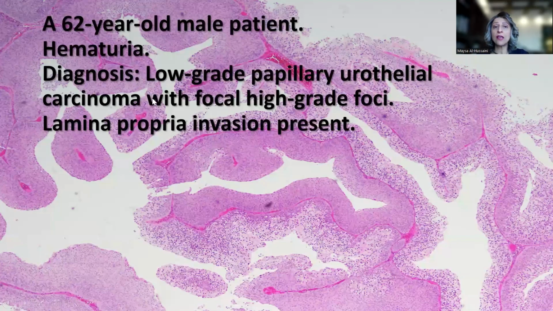P53 sometimes can be useful as well, but not in this case because P53 showed a mosaic staining pattern of wild type quality. Thus, there was no difference in the staining between the higher grade and the lower grade components. So the final diagnosis in this case was low-grade papillary urothelial carcinoma with focal high-grade foci. The reason for calling this focal high-grade foci is that these areas of higher grade component comprised less than 5% of the total specimen that was submitted for examination.